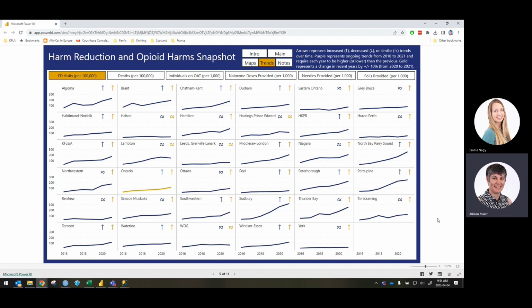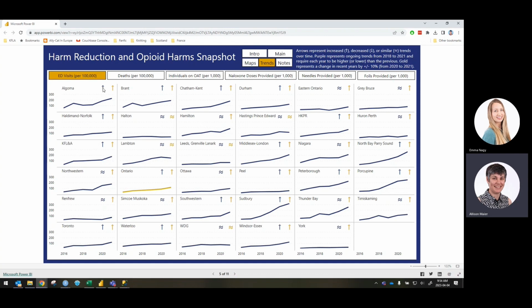And so then we have trends pages for each of the 6 indicators. You can see them in tabs across the front. It defaults to showing ED visits. So here we're showing a graph for each of the 34 public health units, as well as Ontario in yellow, showing the rates over time.